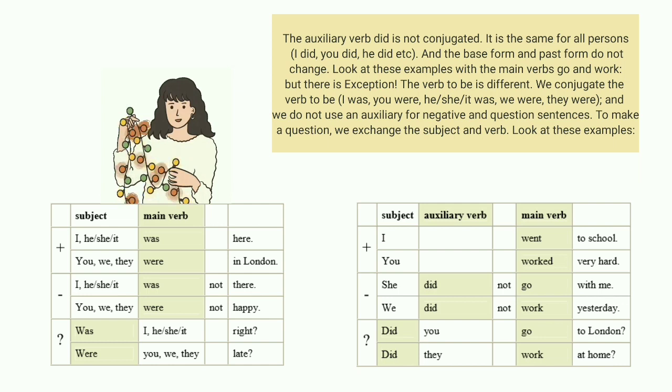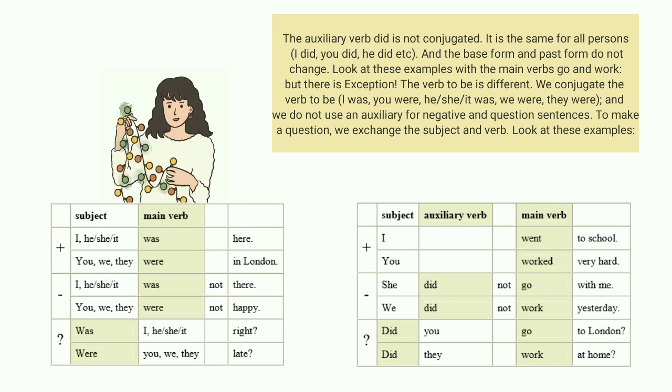But there is an exception. The verb to be is different. We conjugate the verb to be. For example, I was, you were, he, she, it was, we were, they were. And we do not use an auxiliary for negative and question sentences. To make a question, we exchange the subject and the verb. Look at these examples. The first table is for verbal sentences and the second table is for nominal sentences.